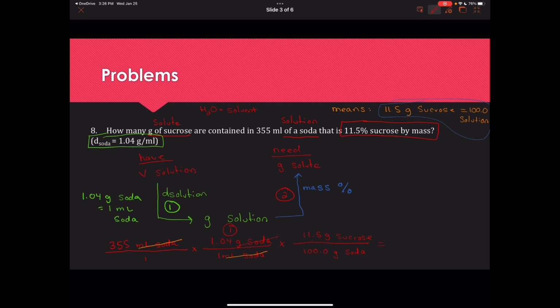So that my soda grams cancel. And I'm going to get 42.5 grams of sucrose. So the 42.5 grams, that is 11.5% of our total solution amount.